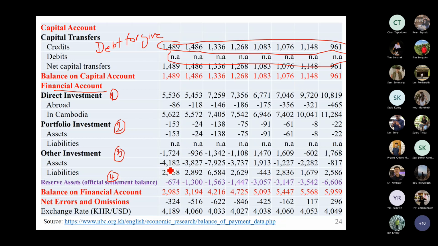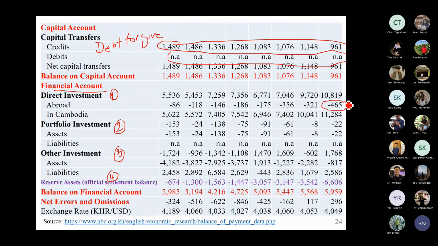So you can see, let's say in the year 2017, the value is minus 465, meaning that this is the value that our people invest abroad through direct investment. So they may go to invest overseas.